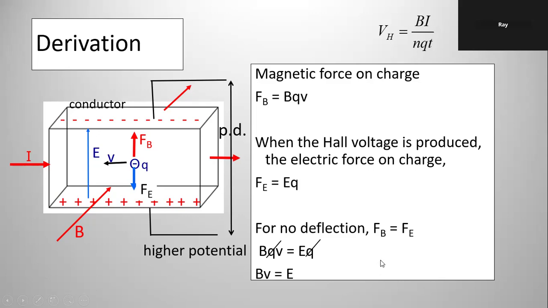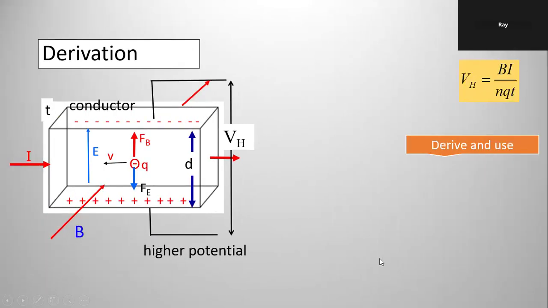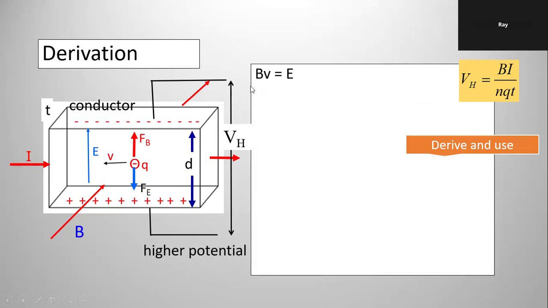Stop me if I'm going too fast. We have just derived this equation, same as the velocity selector. Remember to identify your A. This side is your A, where the current enters. The cross-sectional area is thickness times d. So A is replaced by t times d.